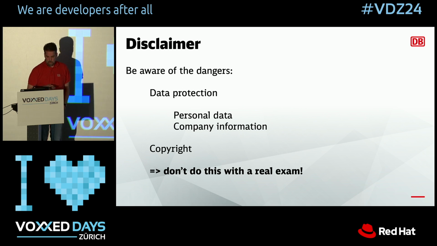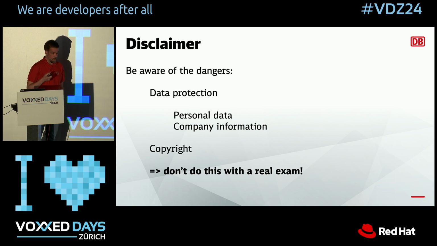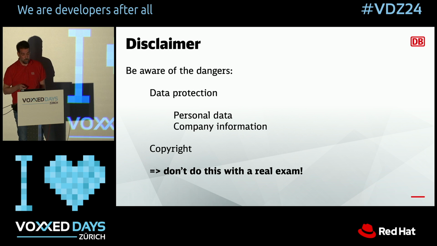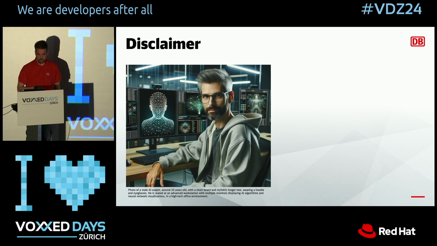And don't do this with a real exam. I'm talking now about the iSAQB advanced exam. For those who don't know it, iSAQB is the International Software Architecture Qualification Board. They have a certification process for architects, and they have an example task exam, which I will try to solve with ChatGPT, but you are not allowed to use ChatGPT in the real exam. So don't use those approaches for the real exam.